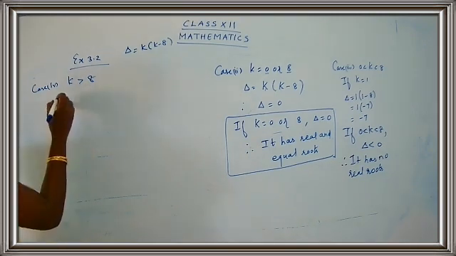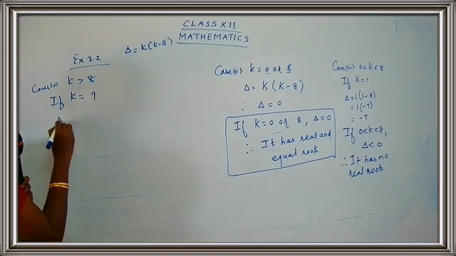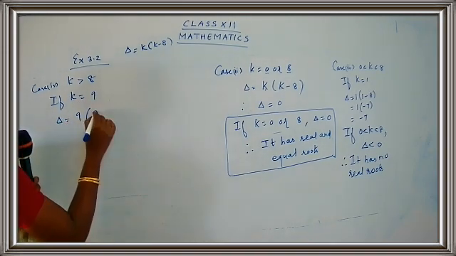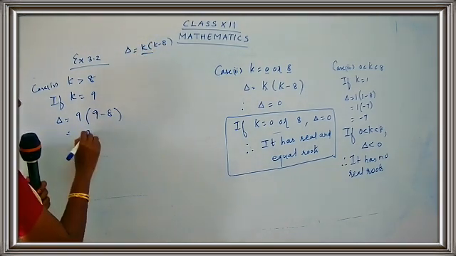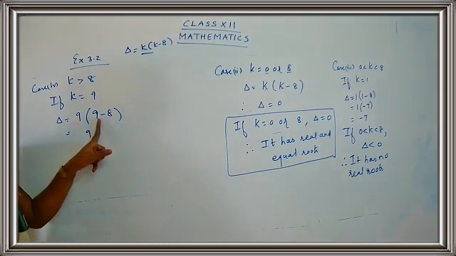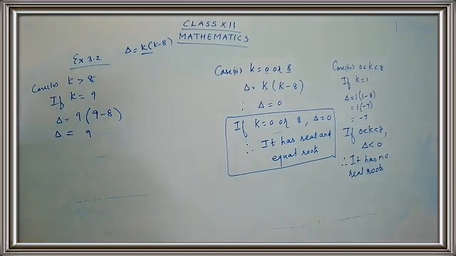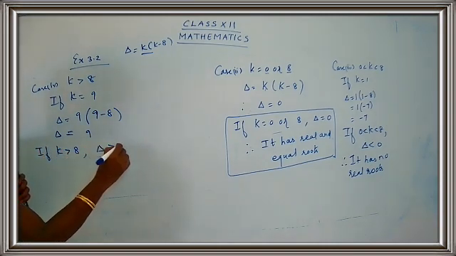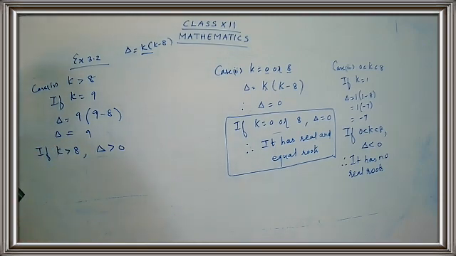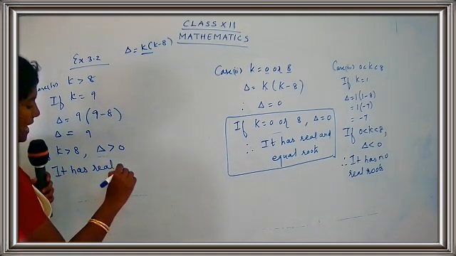Again, your choice. I am going to choose the number 9. So if k is equal to 9, delta is equal to 9 into 9 minus 8. That is k into k minus 8, yes? So 9 into 1, 9 into 1 is 9. I get a positive answer. What is the value for delta? Delta is equal to 9. So let me complete the answer. If k is greater than 8, what about delta? Delta is greater than 0. Therefore, it has real and distinct roots.